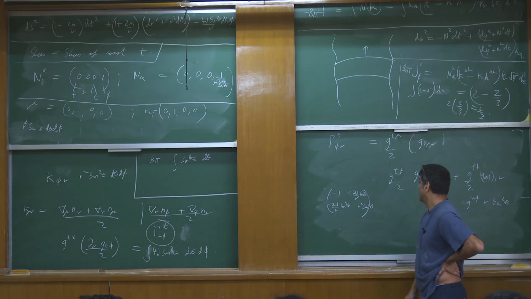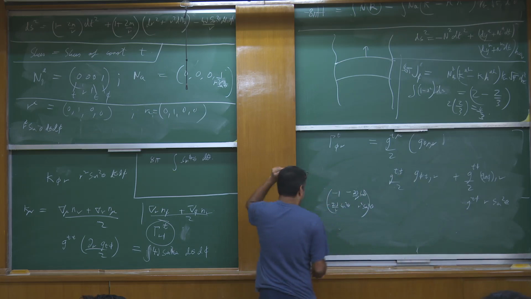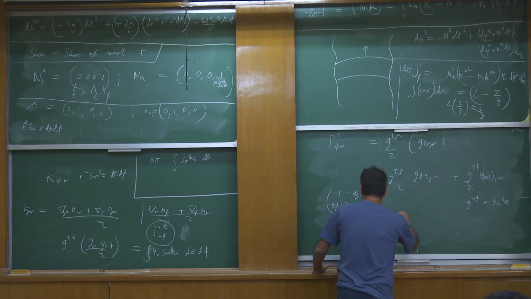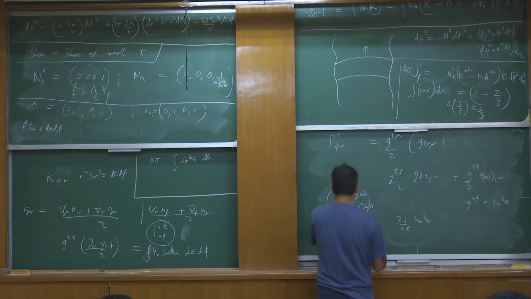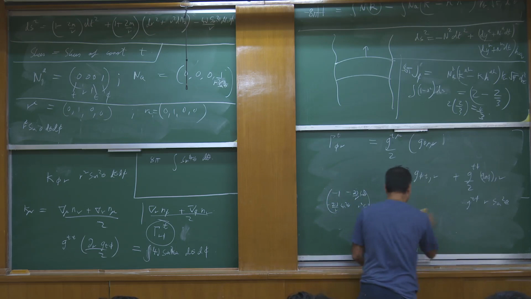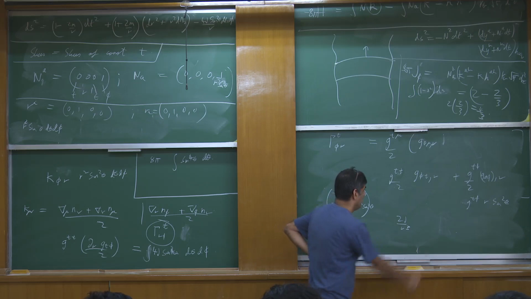Determinant is r squared to leading order, r squared sine square theta. And G_t phi will be basically determined by one of these quantities. So it will be up to some sign 2J by r cube sine square theta. But the determinant also had a sine square theta, which cancels. So 1 over r cube, and then multiplying an r sine square theta.